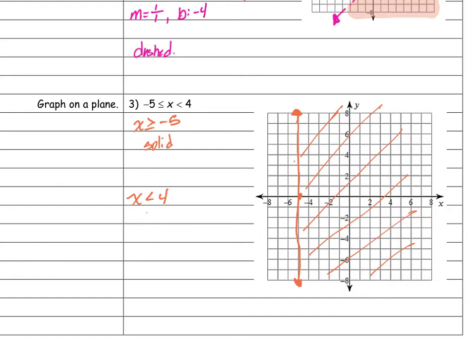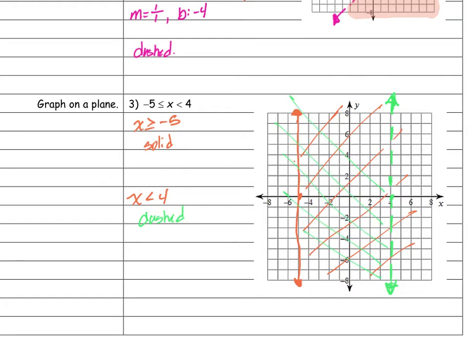For the second one, I have a dashed line. Okay, and it's a vertical line at x equals 4. So dash, dash, dash. Got a little close on some of my dashes. There we go. So then I need to shade in this one, and it says x is less than 4, which means it's this side of my line.